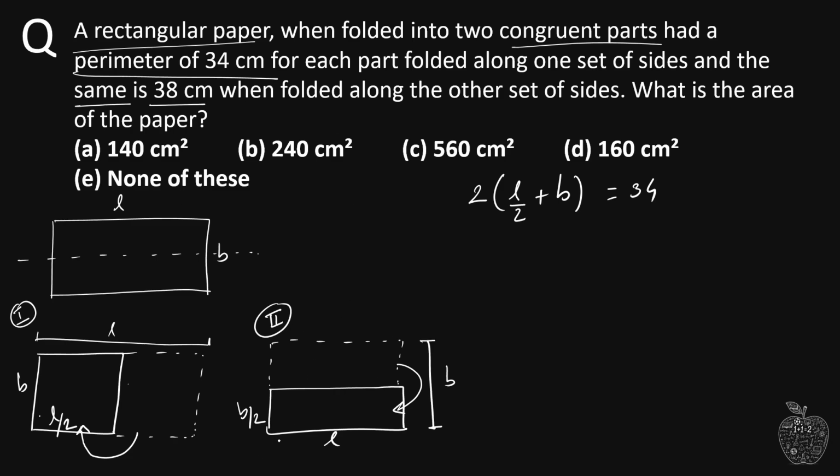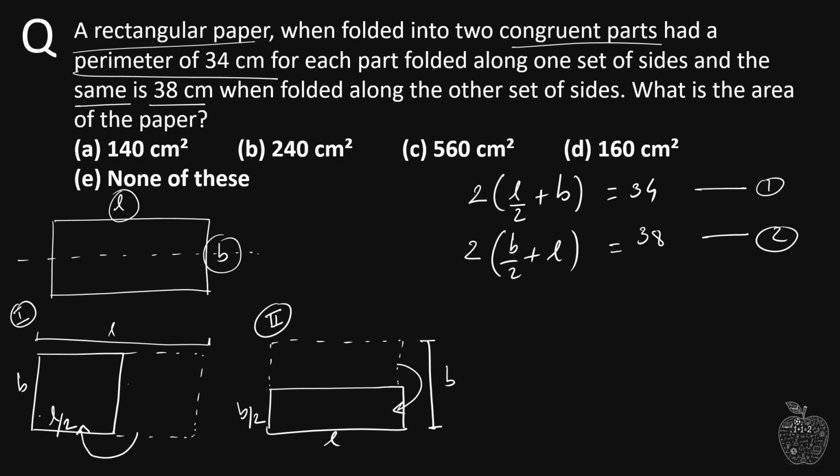So what is perimeter? Perimeter is again the sum of the lengths of all the sides. So here 2 times (B by 2 plus L), and this perimeter is 38 centimeters. So now let's say this is equation 1, this is equation 2. We have to find out the area of the paper. So in order to find out the area, we need to know the length and the breadth. Here we have 2 equations and 2 unknown variables, so that means we can find out the values of L and B. So let's do that.